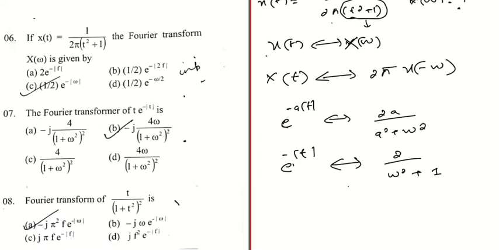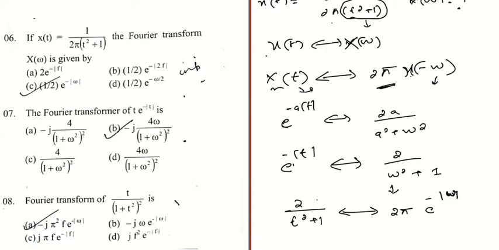And now I am just going to use the duality property here. So our omega will be replaced by t. Instead of omega, we are going to replace it by t, and instead of the input signal where t was there, we are going to replace it with minus omega. Okay, now let's see what will happen. So that is 2 divided by t square plus 1 equal to 2 pi into e raised to minus modulus of omega, which will be modulus of omega itself.